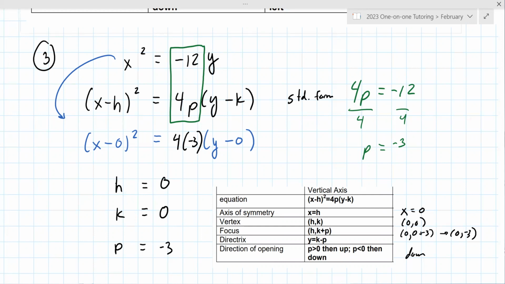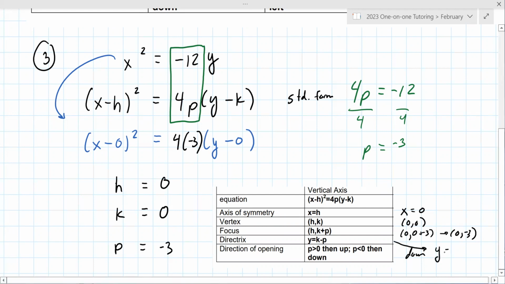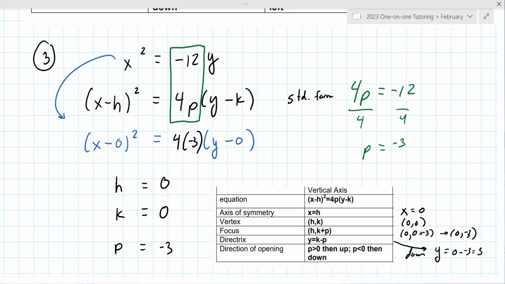So we still haven't done anything in terms of, well, I guess we have. We found the vertex. The vertex is 0, 0. The focus is 0, -3. The last one is the directrix. The directrix is y equals k minus p, which is 0 minus negative 3. It's y equals 3. And then sketch its graph.